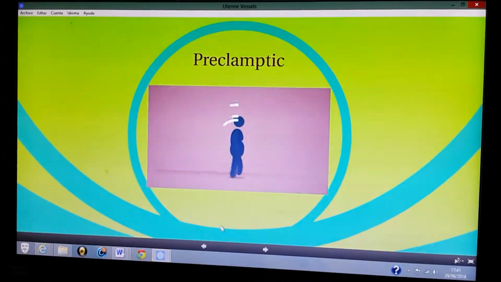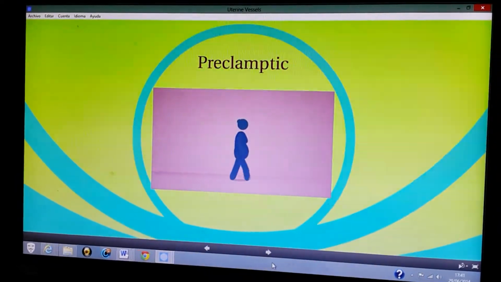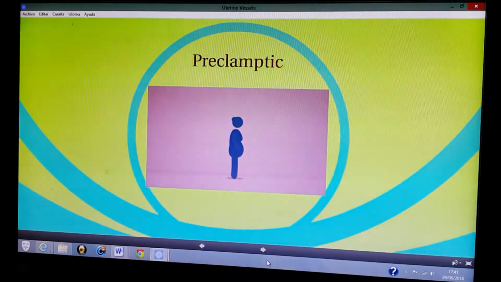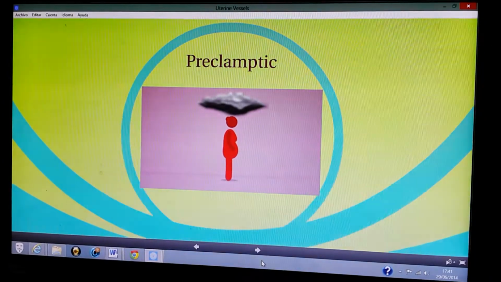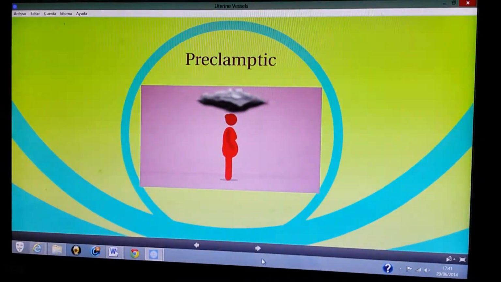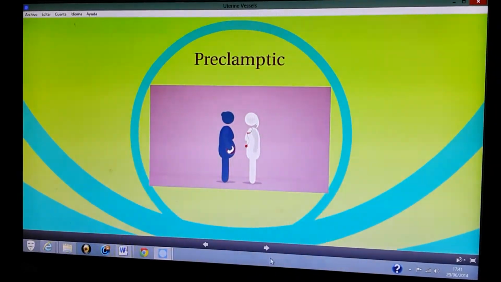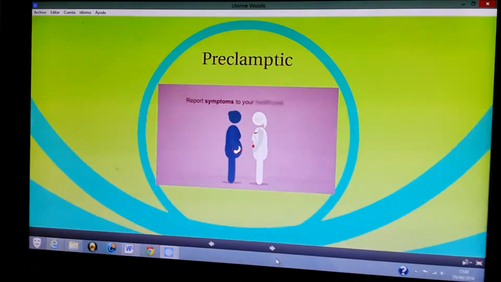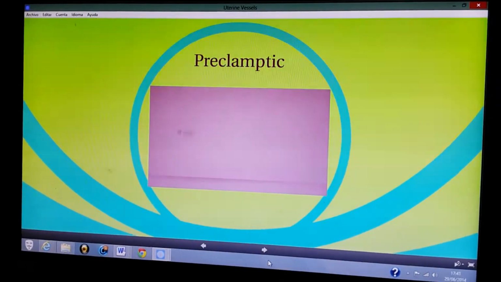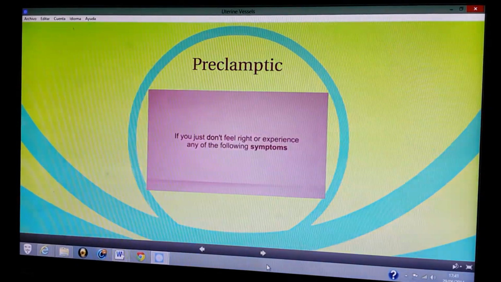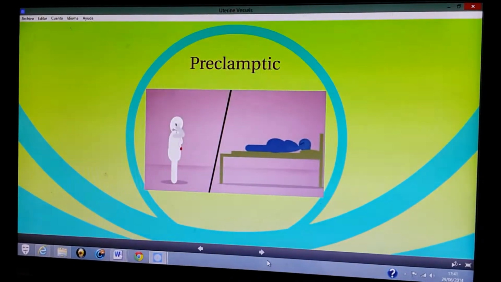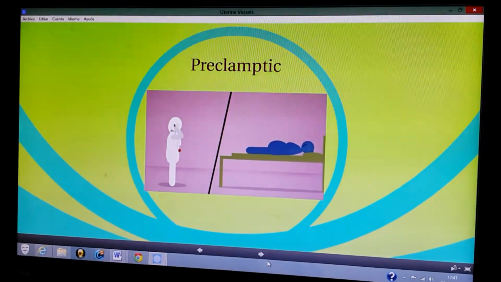This condition is related to blood pressure and can happen to any pregnant woman, especially during the second half of her pregnancy or up to 6 weeks after delivery. Preeclampsia can strike quickly, so it's important to know the symptoms and report them to your healthcare provider as soon as you notice them. If you experience any of the following symptoms, call your doctor or midwife right away.